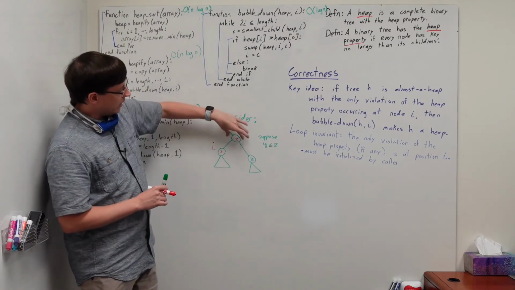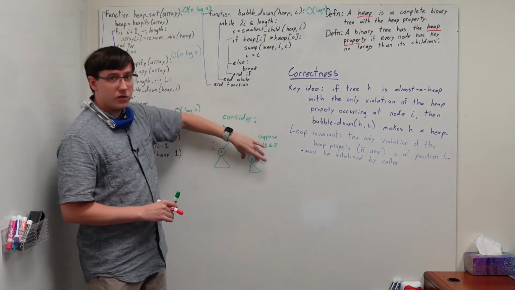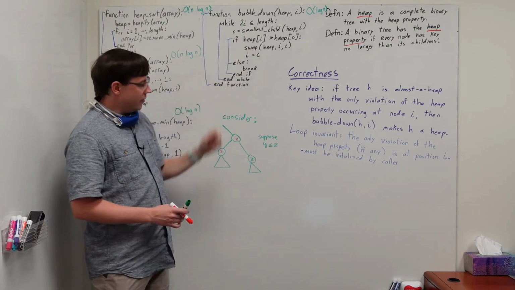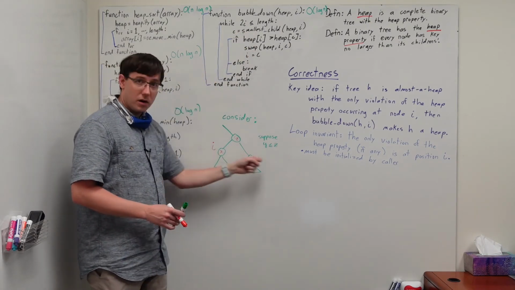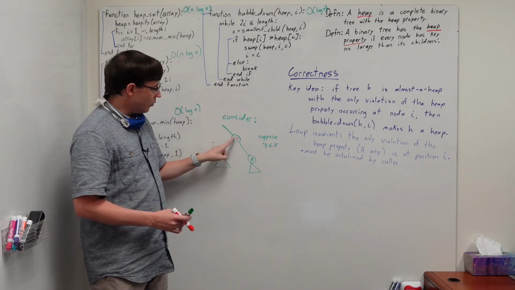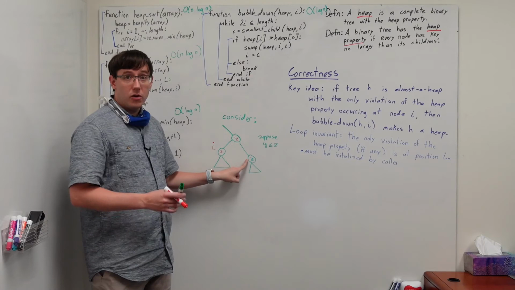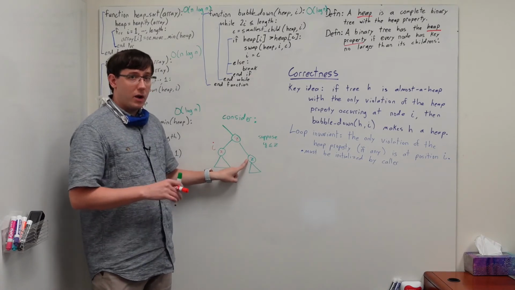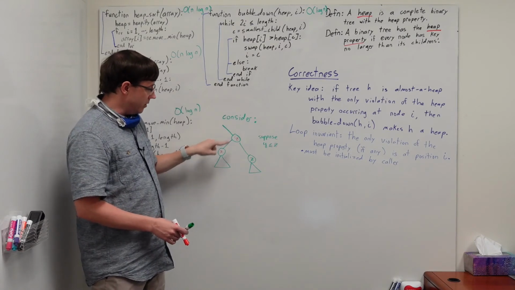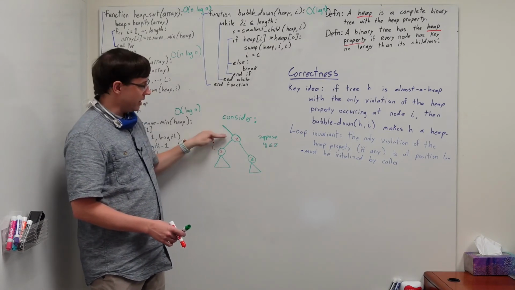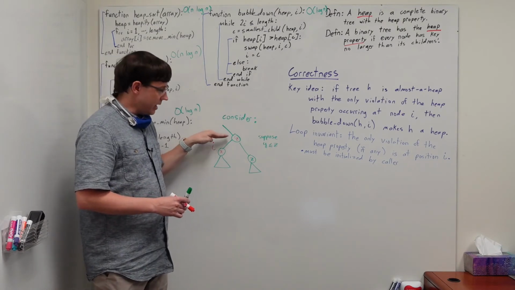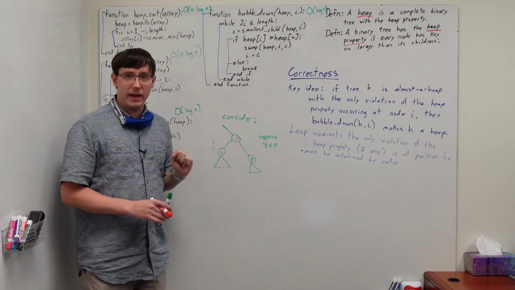Well, let's consider y versus z. We know based on smallest child that we chose the smaller of these two as the thing we were going to swap with, and so we know that y is no larger than z. And we also know, because we went into this if statement, that y is smaller than x, and so the heap property holds here. The key at this node is no larger than its children.